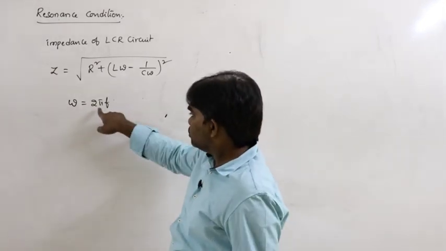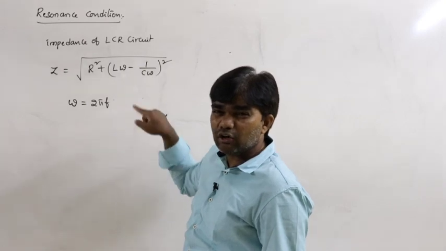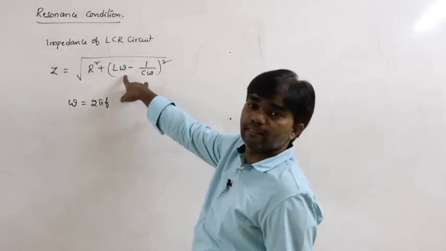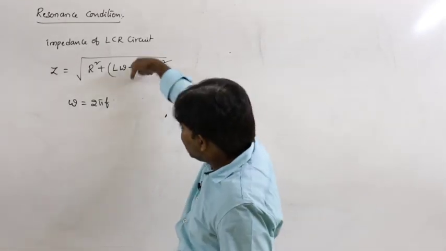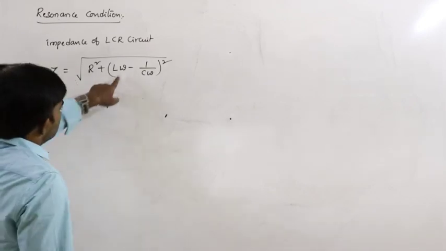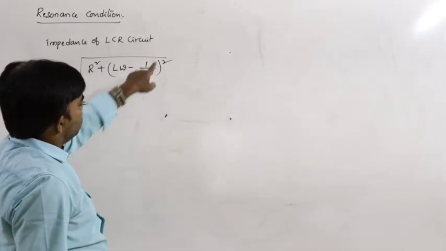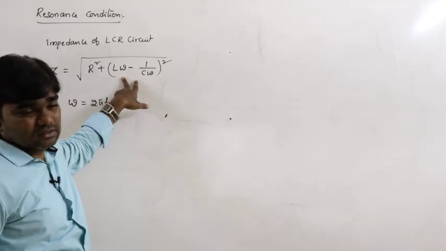So due to increasing the alternating frequency, the impedance of the circuit increases. Due to decrease in the alternating frequency, if the omega value decreases, this value decreases and this value increases, and that means the impedance of the circuit decreases.